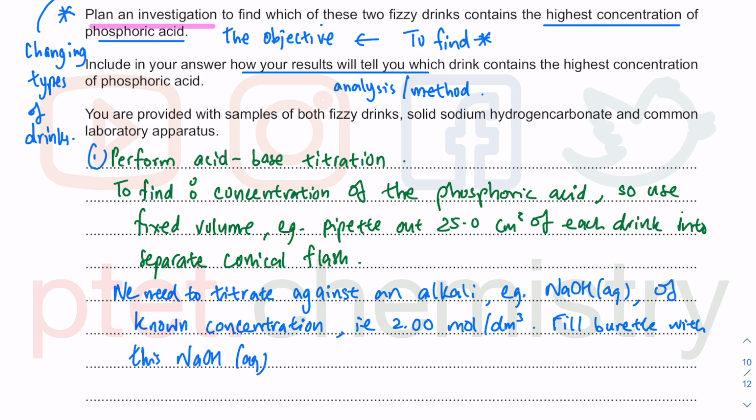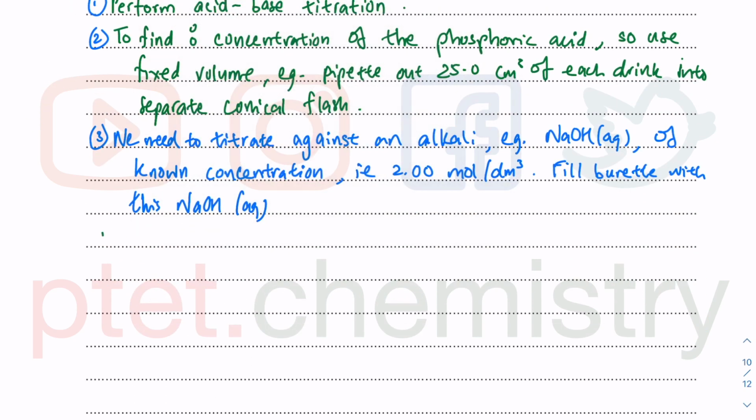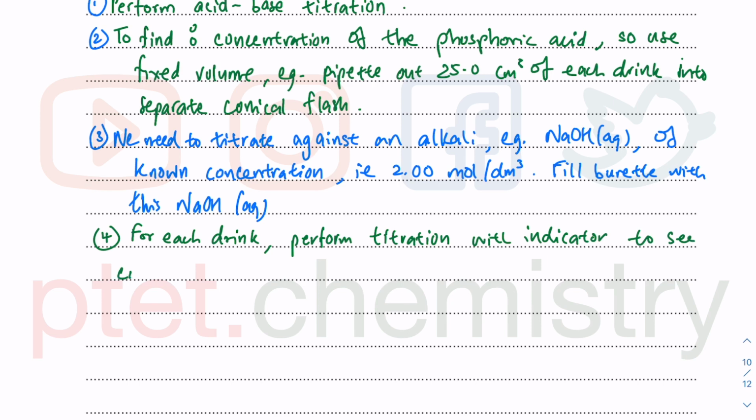So what we're going to do, 1, 2, 3. What can we do in our experiment? So for each drink, perform titration with an indicator, so that you can see the color change at the end point. End point meaning at the neutralization point, when things get neutralized exactly. This is the end point.